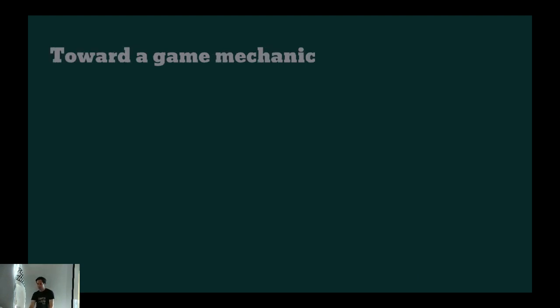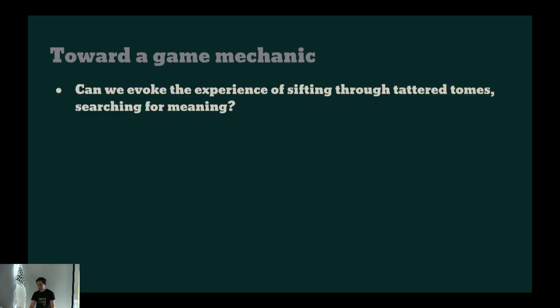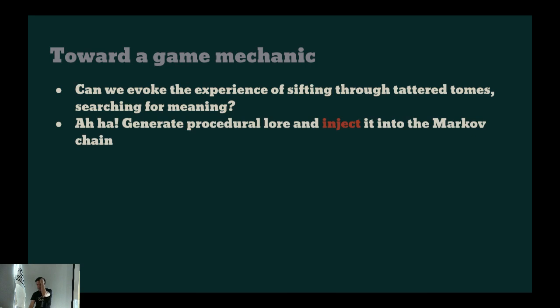Okay, so we got the generated text working pretty well. That was cool. We really wanted to evoke the experience of coming to a library and sifting through tattered tomes and researching something that was meaningful in the game world. Caves of Qud is a roguelike, and many aspects of the game are procedurally generated. So I had the idea that we could write some lore about those procedural elements and then inject it into the Markov chain.